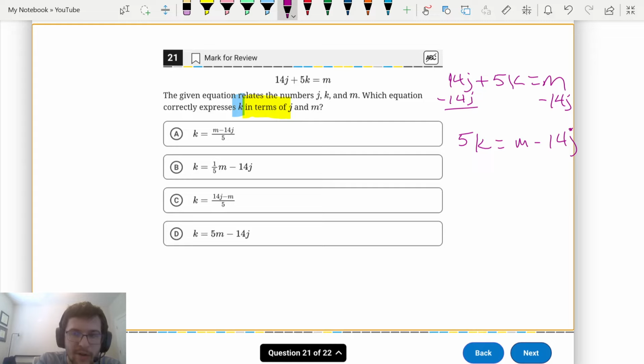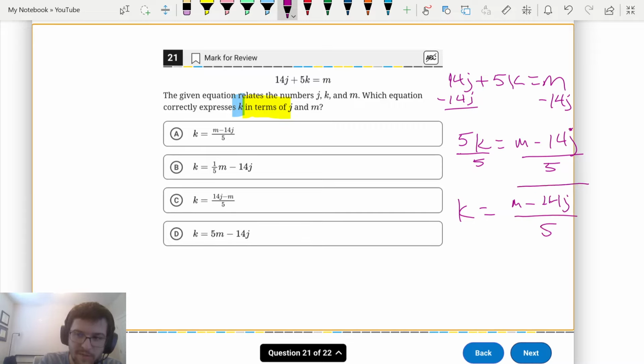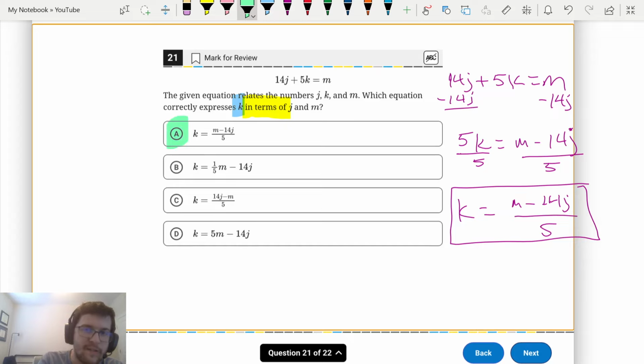And now I have to move the 5. The 5 is being multiplied, and the opposite of multiplication is division. So I'm going to divide both sides by 5. And I get k equals m minus 14j over 5. And that is A. Yep.